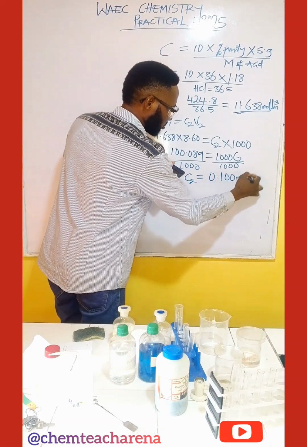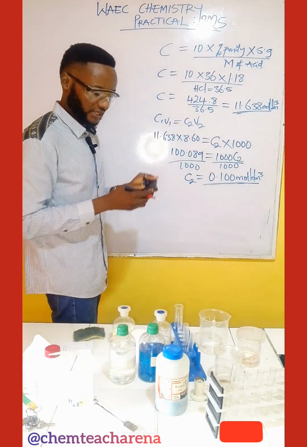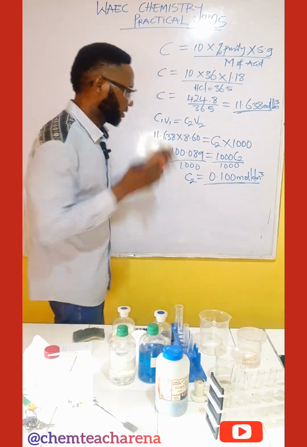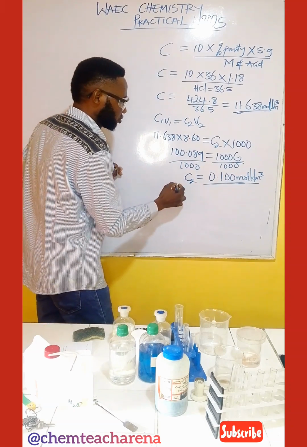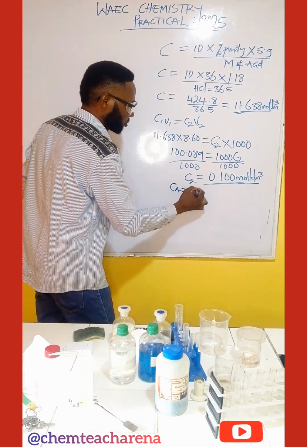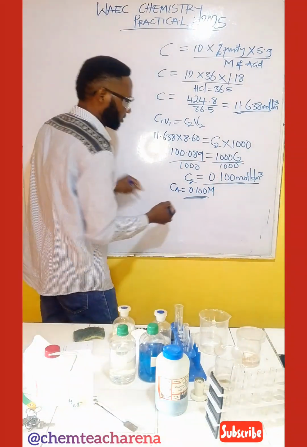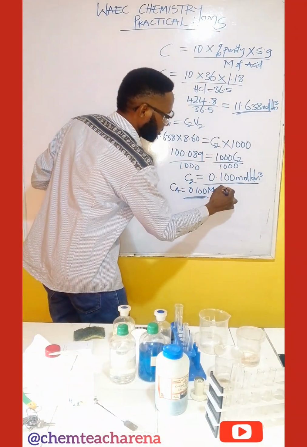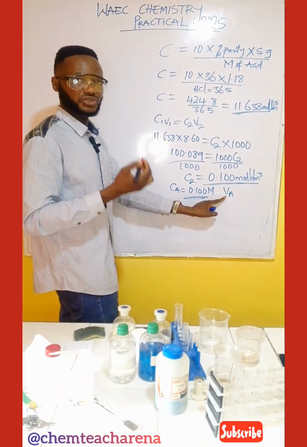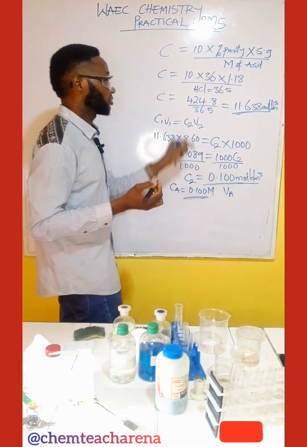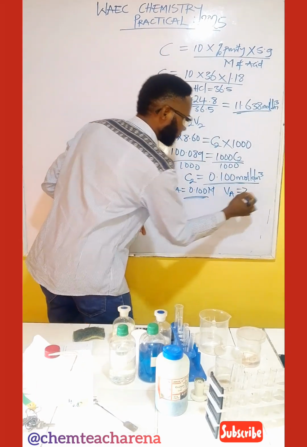0.100 mole per dm cube. Are we together now? So we've gotten our C2 now. You see this C2, this is going to be my Ca, which is equal to 0.100 mole per dm cube. Then Va is the average titer value, which is the volume of acid used, which you will titrate to get. But I want to get it through this theoretical value. This is what I will be looking for.